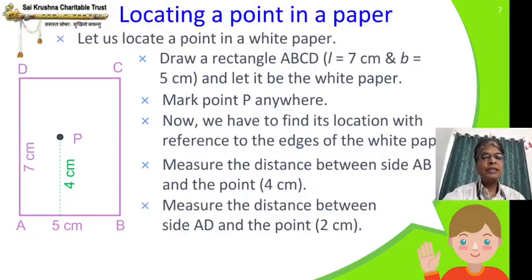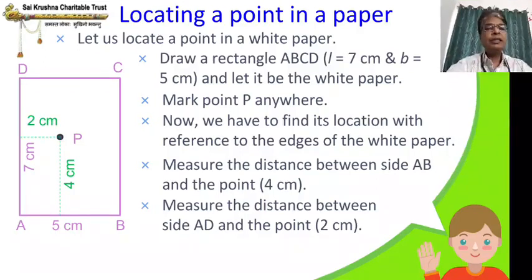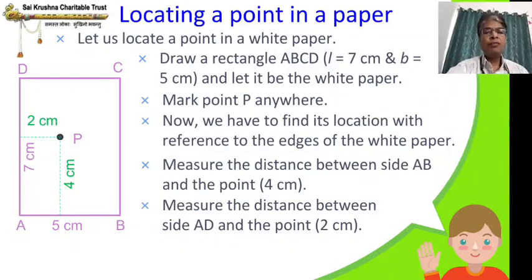Measure the distance between side AD and the point. So I am measuring from the left side, 2 centimeter. Now is this unique? Yes. Now if you see, the point lies 4 centimeter from the bottom and 2 centimeter from the left. Earlier we saw the red dots, it can be anywhere, but now if it is 2 centimeter from the left, then it has to be only one point.